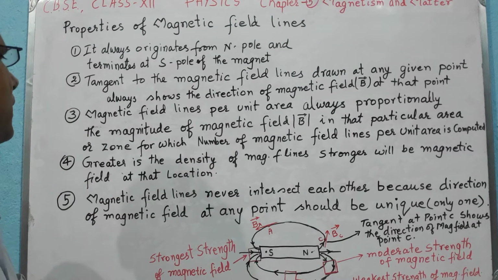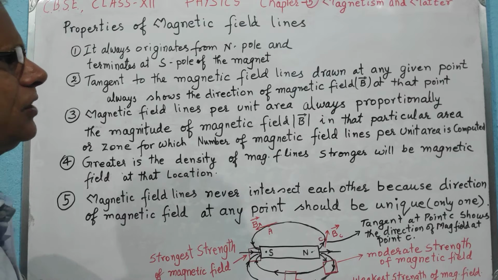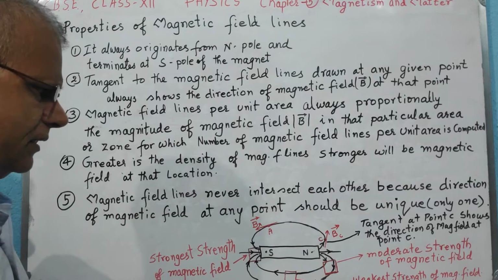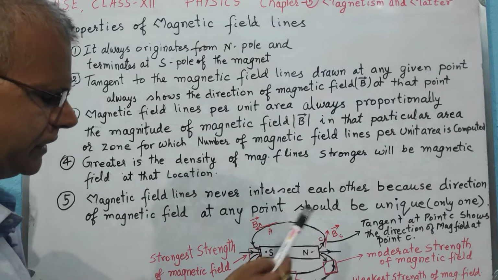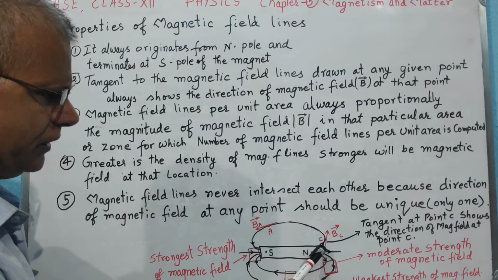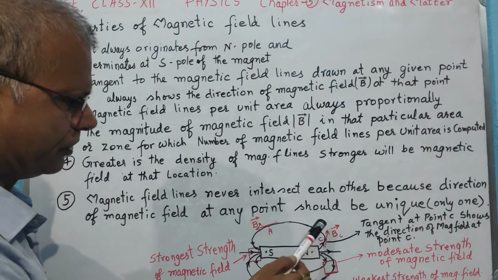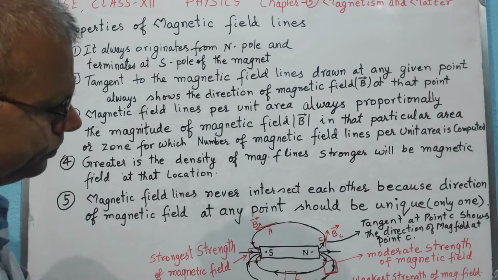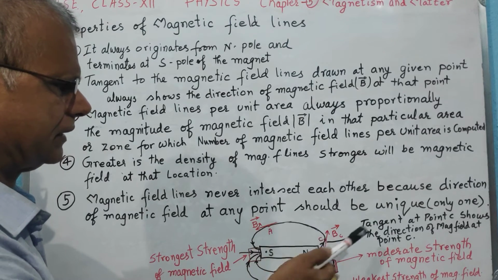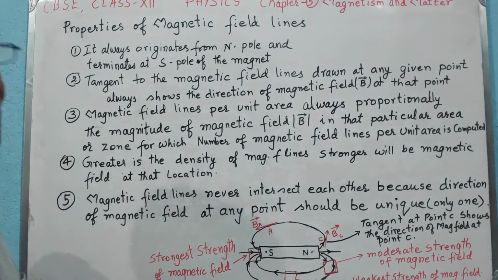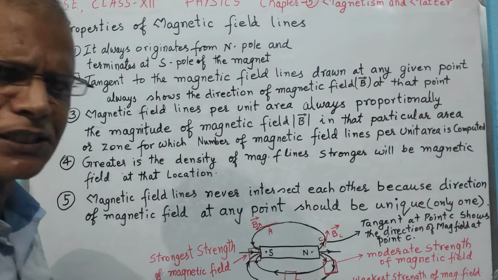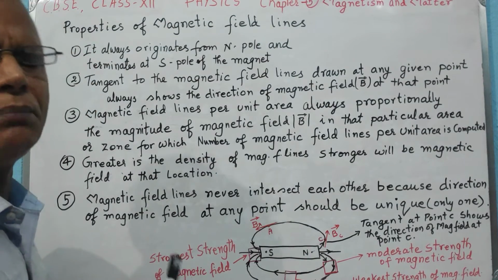Second is very important: the tangent to the magnetic field lines drawn at any point always shows the direction of magnetic field at that point. Say for example, if we talk about point C, and we draw a tangent on the magnetic field lines at point C, shown by the red arrow, then the direction of this arrow will be along the direction of magnetic field at point C. Means the direction of magnetic field will be indicated by the tangent drawn at point C on the magnetic field lines.